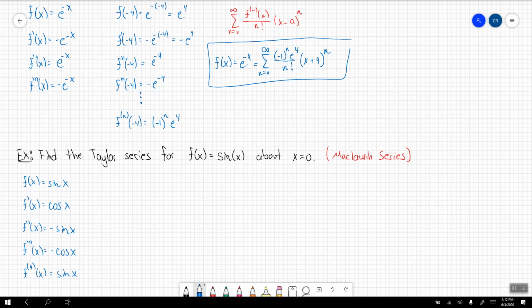Now I want to evaluate all of these derivatives at x is equal to 0, which means sine of 0 is going to be 0. F prime at 0 is going to be 1. F double prime at 0 is 0. F triple prime at 0 is -1. And then we get fourth derivative at 0 is going to be 0 once again.